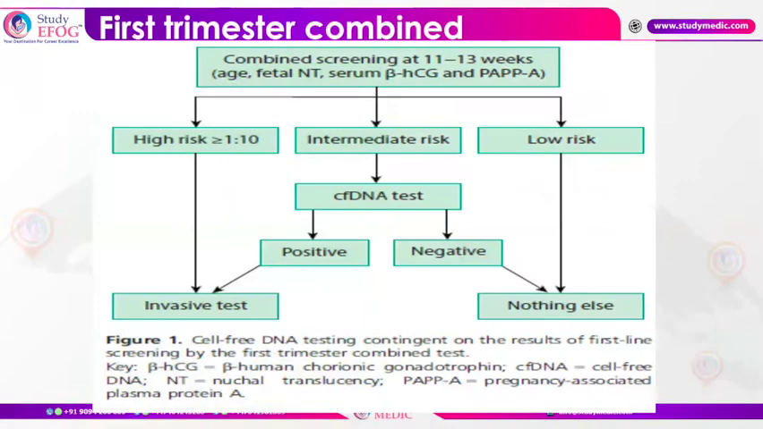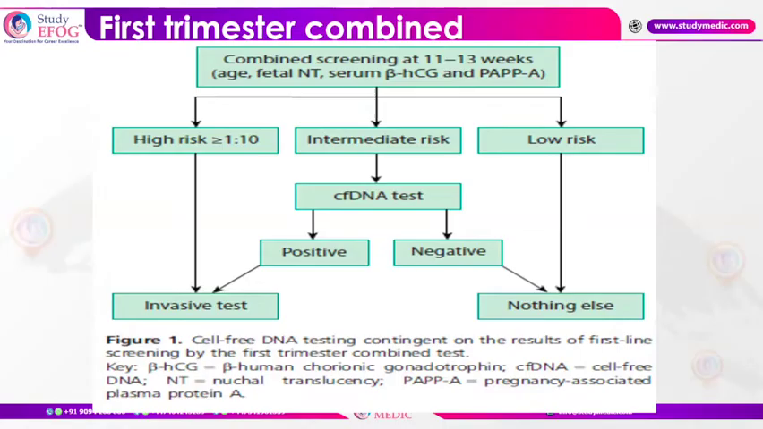So if we go for the first trimester combined test, which is done at 11 to 13 weeks, it comprises fetal nuchal translucency, serum beta HCG, and PAPP-A. It will give you a high risk, intermediate risk, or low risk result. If low risk, we should not do anything; we have to reassure the patient. And if it is high risk, meaning more than or equal to 1 in 10 risk, then definitely we have to proceed to invasive testing.